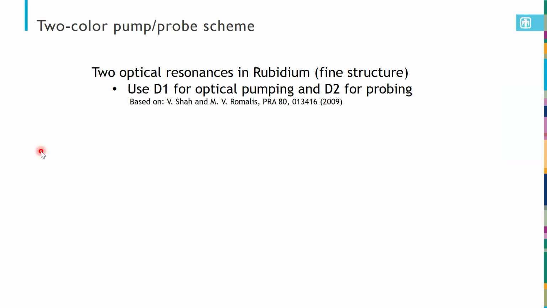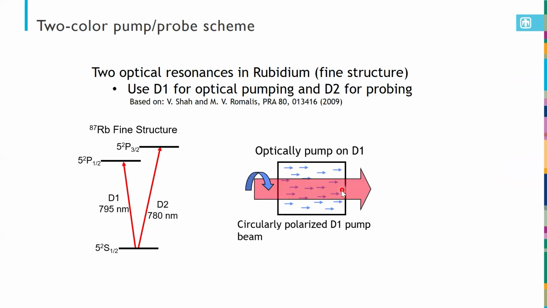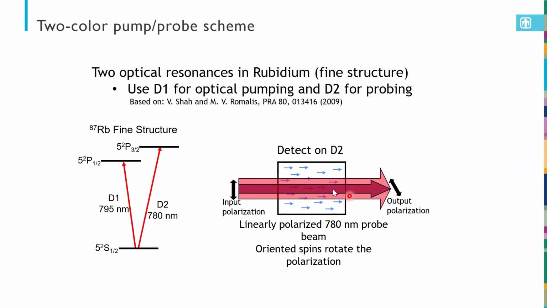We also use a single axis magnetometer, but we add another beam. There are two main transitions in rubidium, which we call the D1 and D2 lines, and pumping is generally done on the 795 line. In our case, we're going to add a second laser, a 780 laser beam, to do probing that's co-propagating with the pump beam. Again, we apply circularly polarized light on the D1 or 795 line to orient all the spins with the pump beam. Then we use 780 light that's linearly polarized and co-propagates with the pump beam.